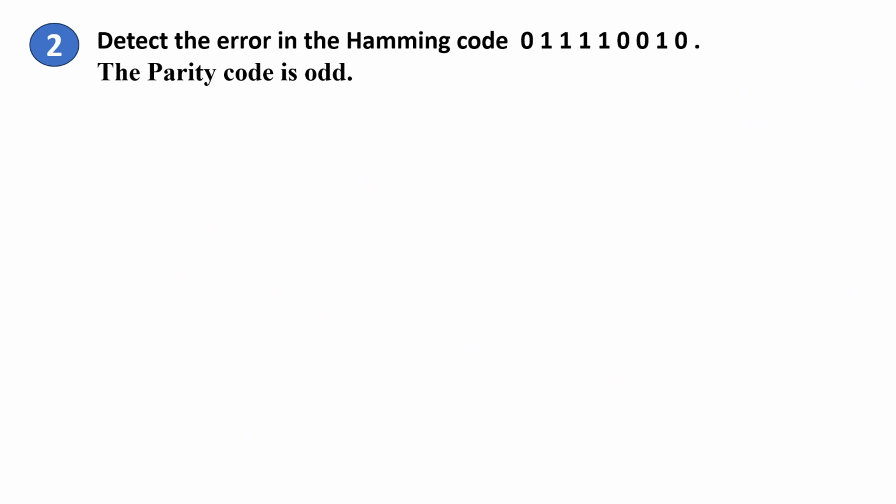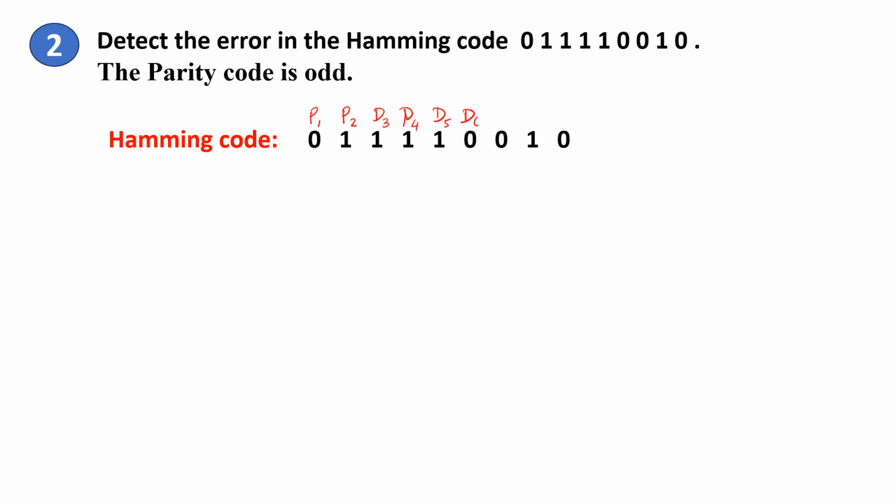Problem 2. Detect the error in the given Hamming code. The parity code is odd. So this is the given Hamming code. First let us write the parity and the data bits in this Hamming code. So this is the parity, second parity, this is the data, then parity, data, data, this is the parity and data.